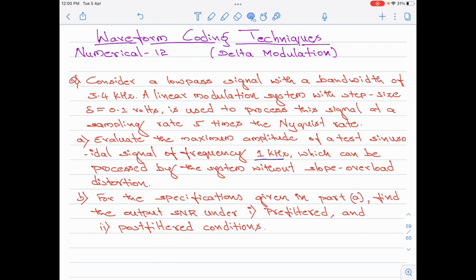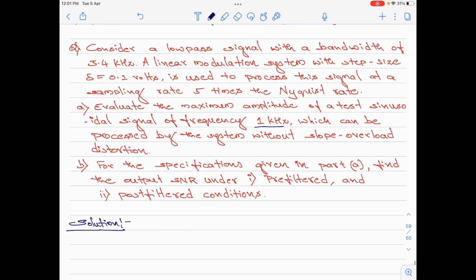Right, by reading the numerical, you would have understood that it is a numerical on delta modulation. Let us start with the solution part. Look at the very first sentence of the numerical. It says there is a low pass signal with a bandwidth of 3.4 kHz. So let us start with that part first.